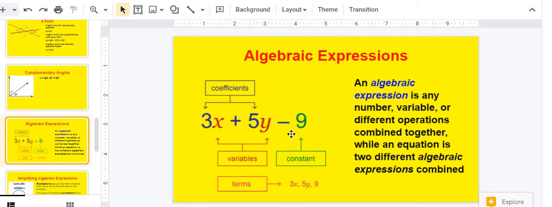The variables are just the letters in your algebraic expression. So x and y would be the variables for this expression. The terms are all of the different numbers, variables, and operations in your expression. So 3x, 5y, and 9 would be the terms in this algebraic expression.